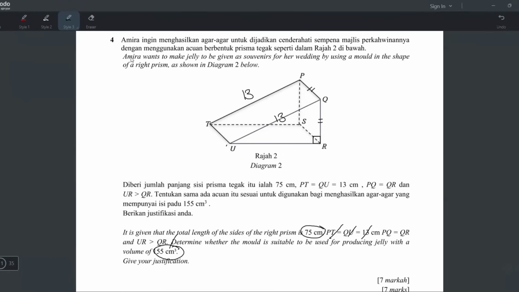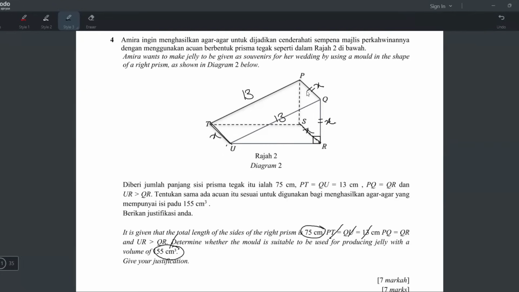Okay, 75 is the total length of the sides. So jumlah panjang sisi untuk semua sisi lah. So kalau nak cari sisi semua, I know this is 13, but this one I don't know, right? But this one and this one sama panjang. So I can let this become X, because if this is X, this is also X. And guess what? This is also X, because this one sama dengan this one. And this is also X.